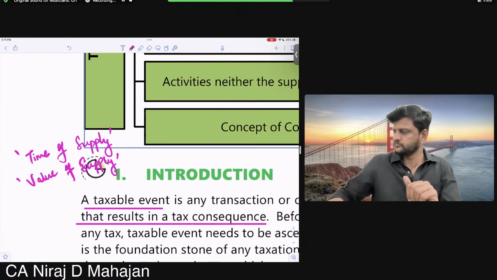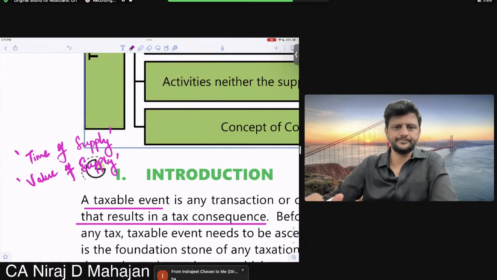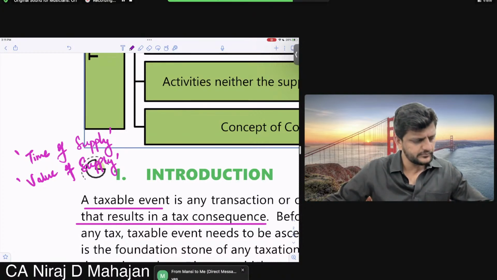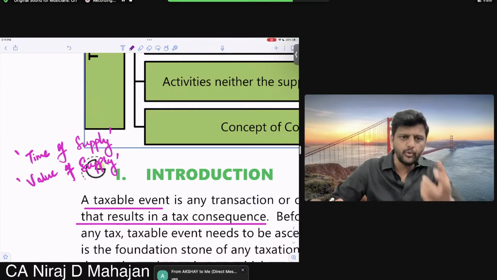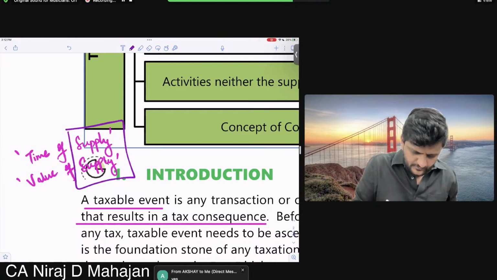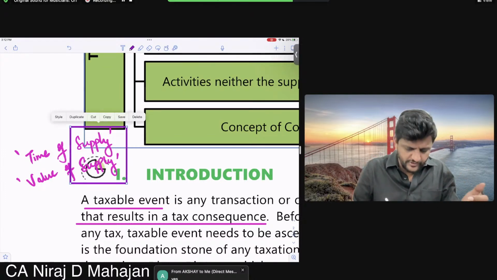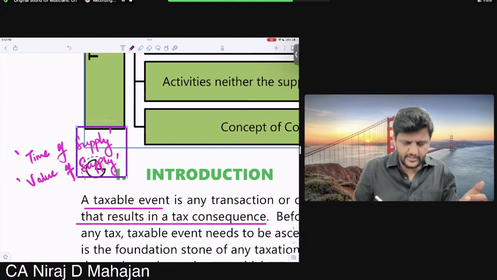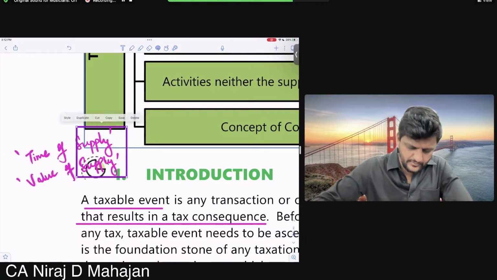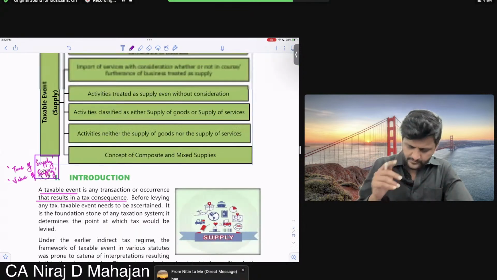Clear or no? All of you say. Sure? Can I go ahead everybody? So for both of them, first thing what we should know is what is supply? Is there a supply or not in the first place? That we have to see. Clear or no all of you? Yes? Can I go ahead everybody?